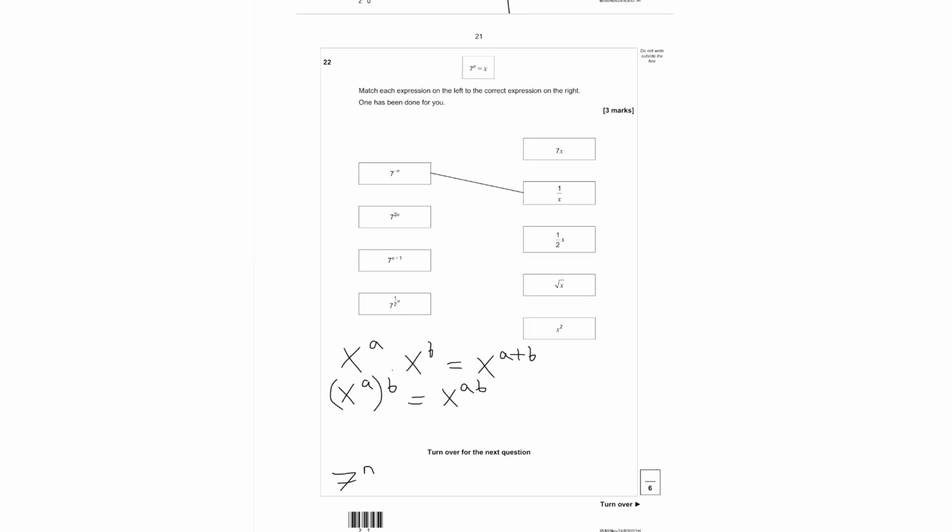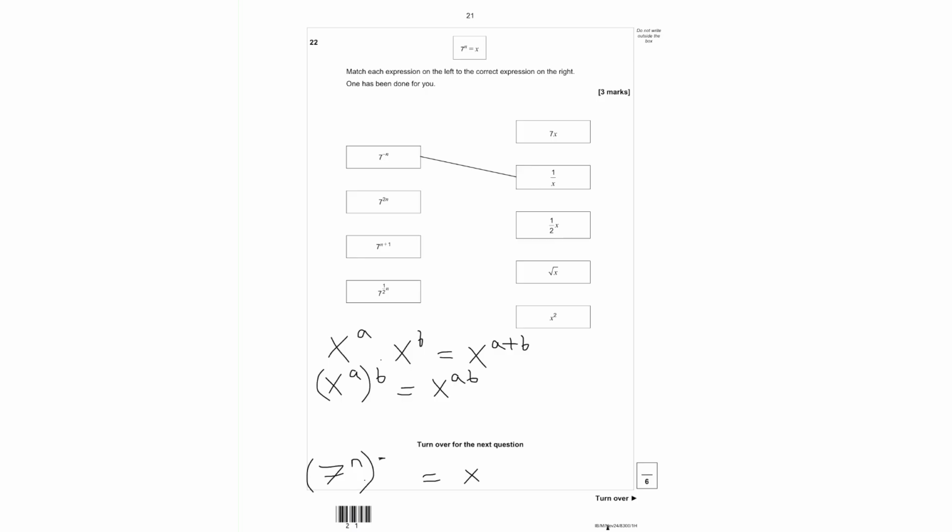So if we have 7 to the power of n equals x, working from the first one, well, 7 to the power of minus n is the same as 7 to the n to the power of minus 1, I should say. So if we do both sides to the power of minus 1, what we then get is that 7 to the power of minus n equals x to the minus 1, and anything to the power of minus 1 is 1 over that value. So that's why we can see we've got the first one there.